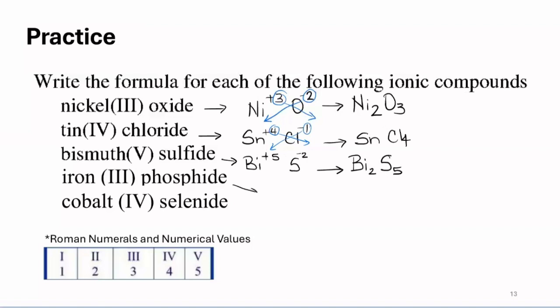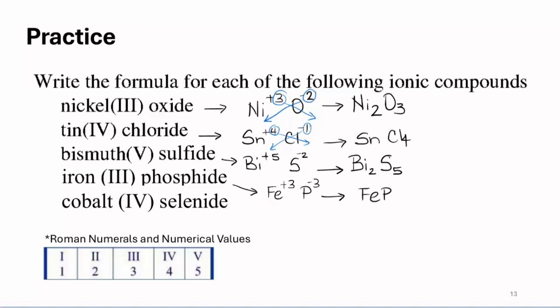The last example that I'm going to do is the iron 3 phosphide. Iron, its symbol is Fe, and because it has a Roman numeral 3, that means that there's a +3. Phosphide refers to phosphorus with a -3 charge because it lives in group 5A. As we can see, if I add +3 and -3, because they will cancel each other, my final answer here will be FeP.